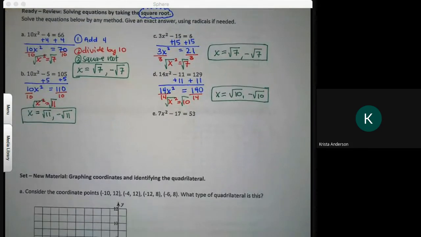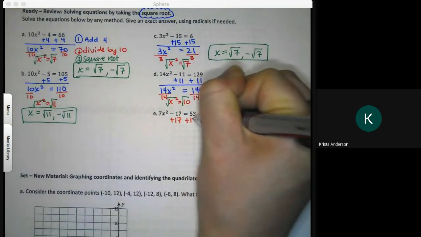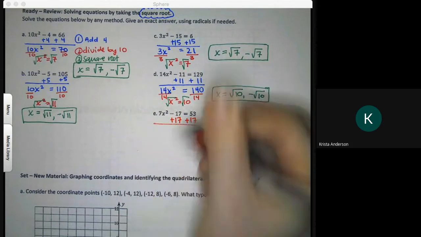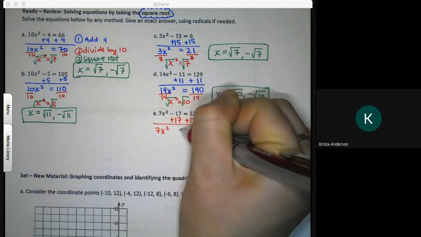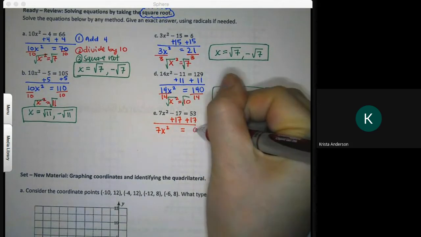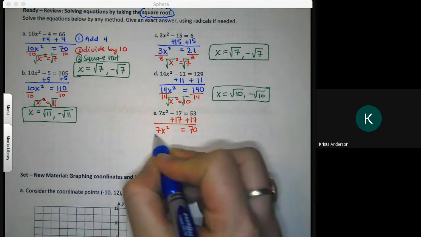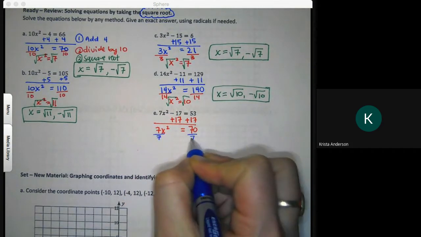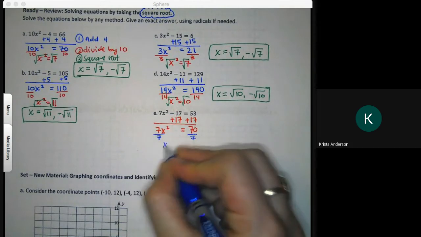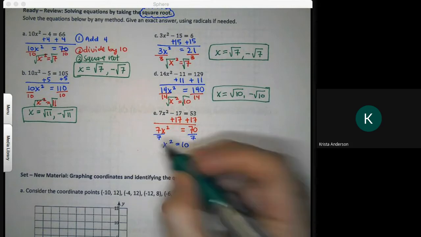Question E. Add the 17. 7x squared equals 70. Whoops, I switched up my colors. Sorry. Divide by 7. And square root.